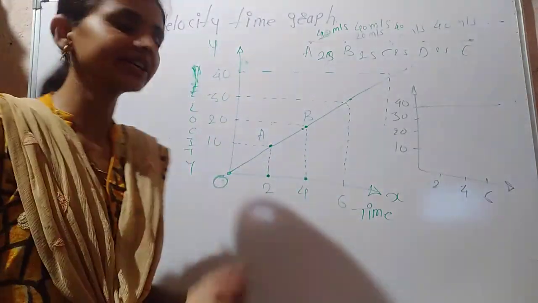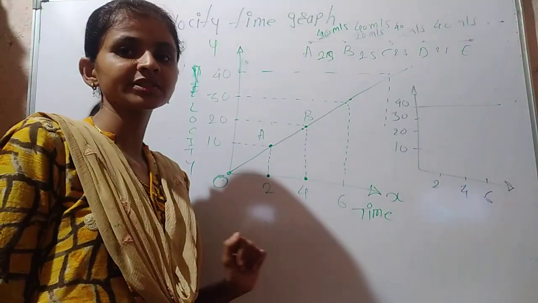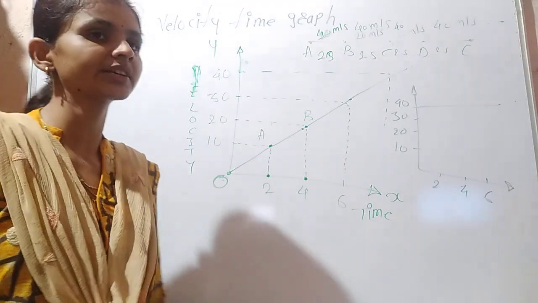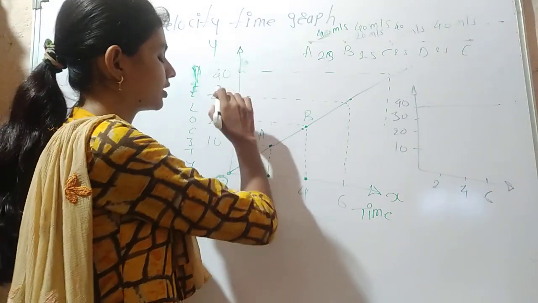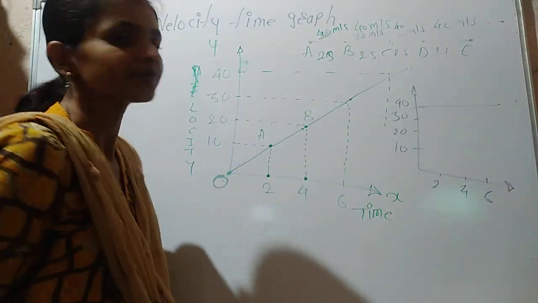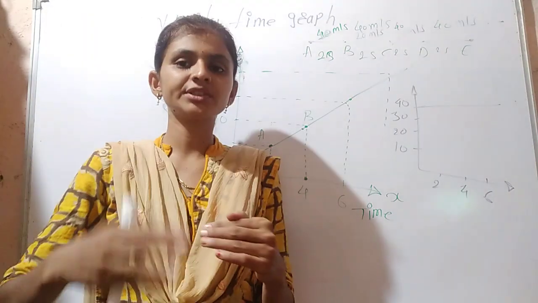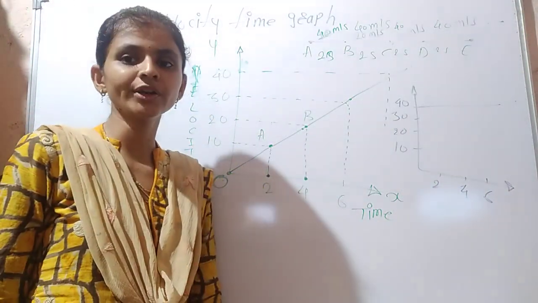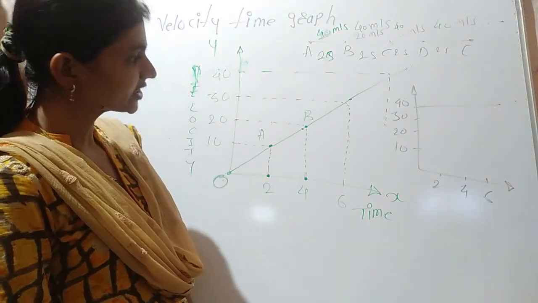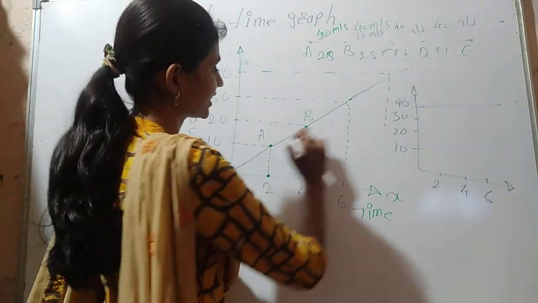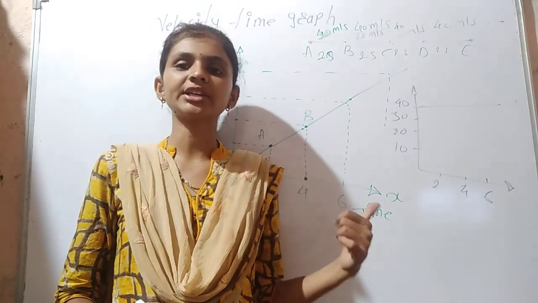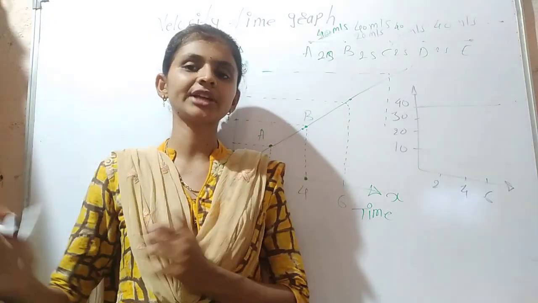Then after 2 seconds the velocity is 10 meters per second. In the next 2 seconds the velocity is 20 meters per second, and in the next 2 seconds the velocity is 30 meters per second. Like that, velocity increases. I join all these points and I get a straight line. This straight line shows the accelerated velocity time graph.